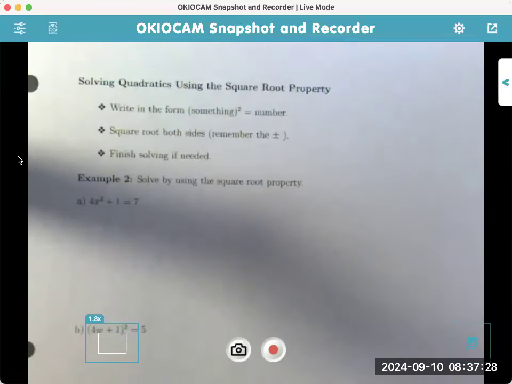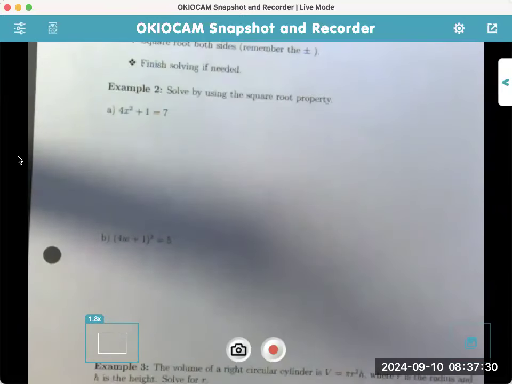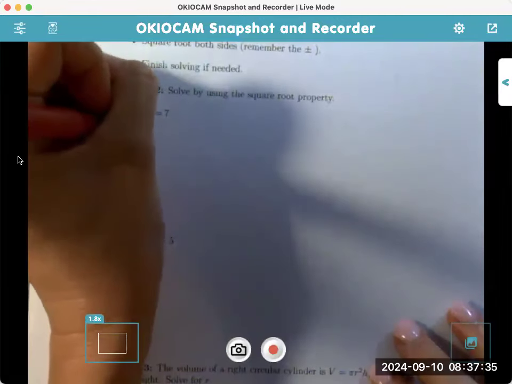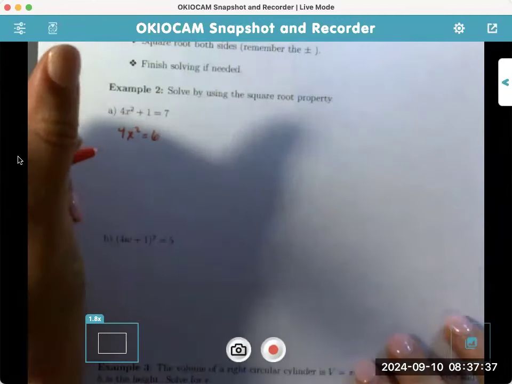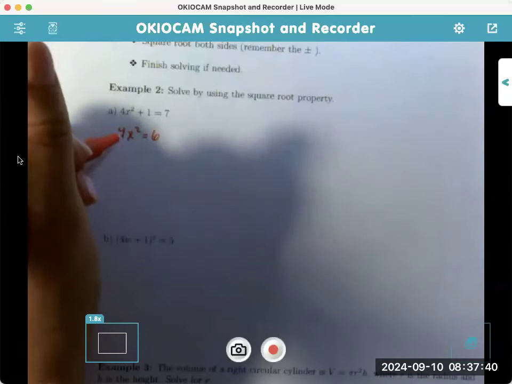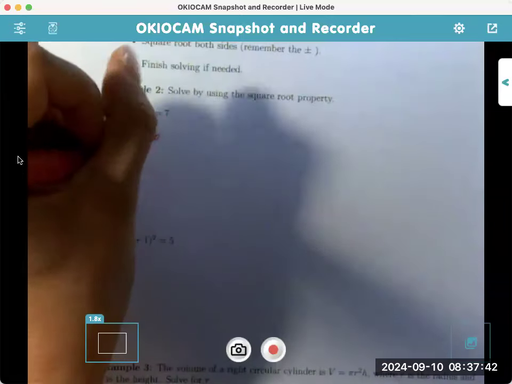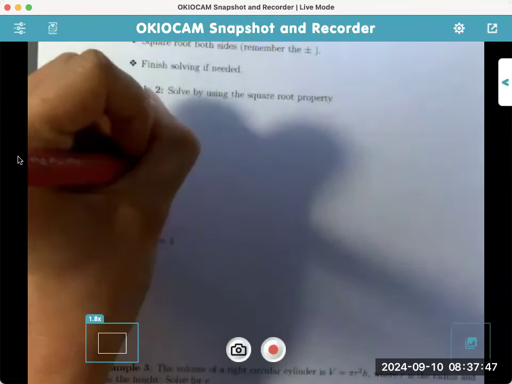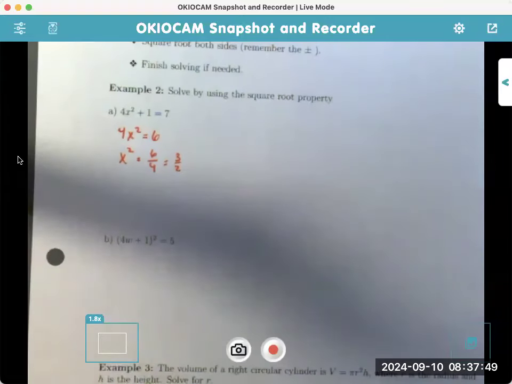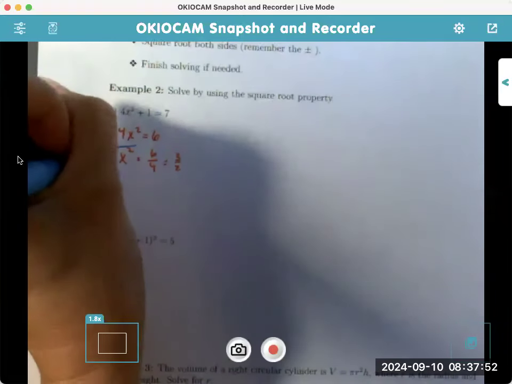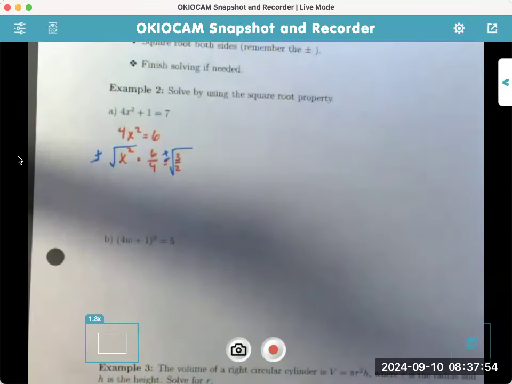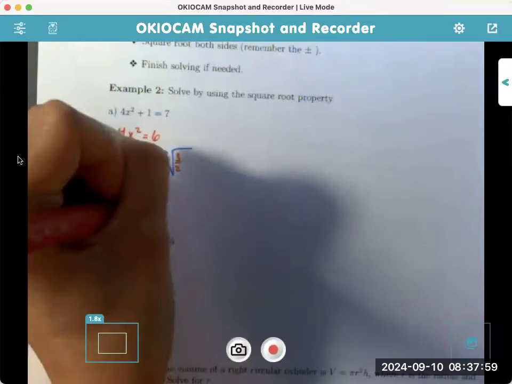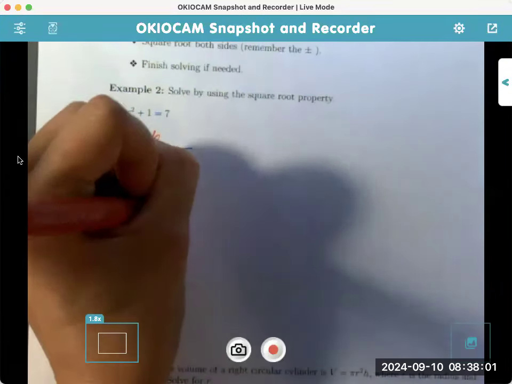So for A, let me get it out of the shadow. That means subtracting that 1. So 4x squared is equal to 6. Then we divide by 4 because we're just trying to isolate the squared term. That's 6/4 or 3/2. Now we're ready to take the square root of both sides. But again, not forgetting the plus or minus. So this says x equals plus or minus the square root of 3/2.